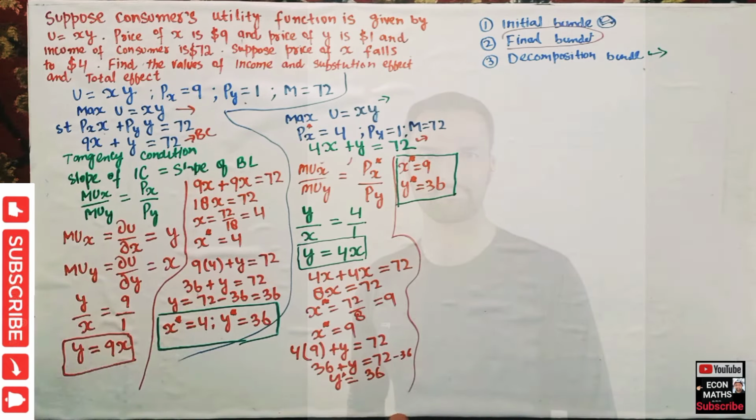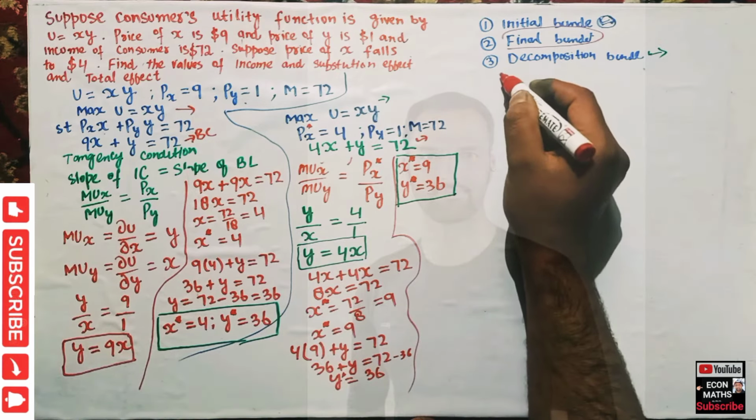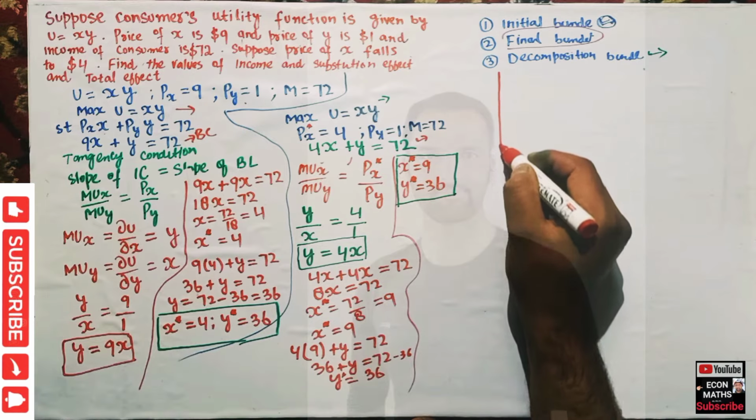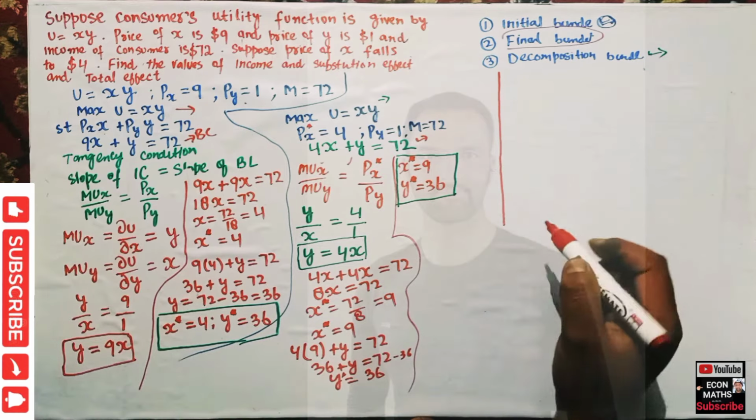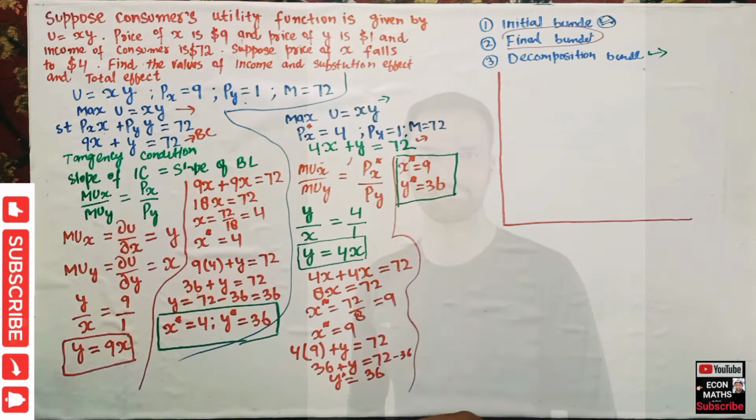Now how do we find decomposition bundle? First let me draw the graph here. I will draw the graph again. I am not good at drawing the graph, but I will still try to make it more meaningful.